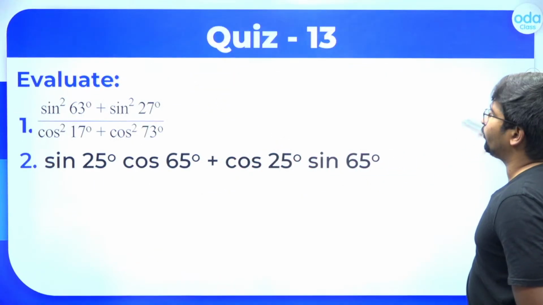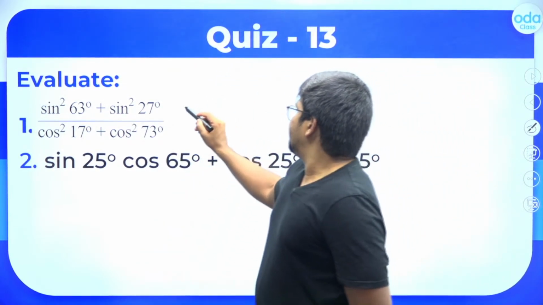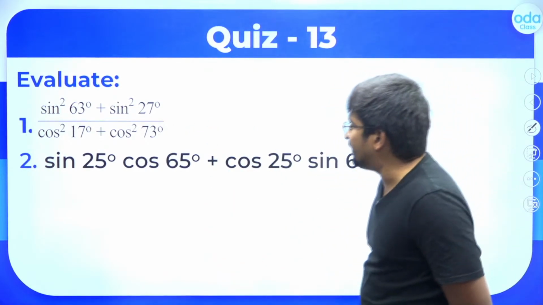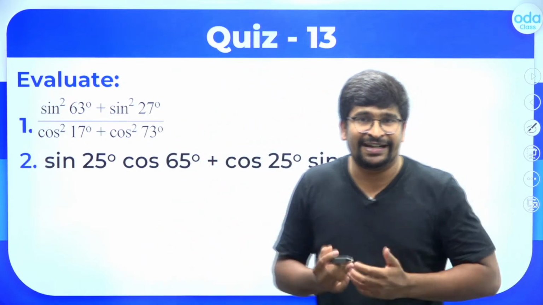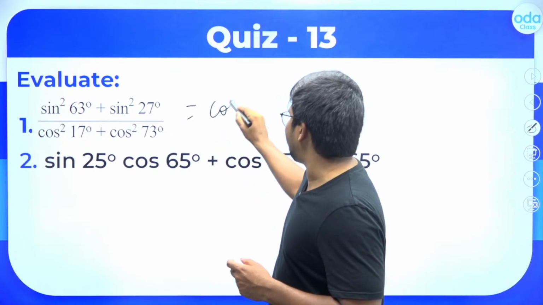Okay, one final question for you. This is also very interesting. Sine square 63 degree plus sine square 27 degree divided by cos square 17 degree plus cos square 73 degree. This is what you have to find. You know that sine theta is cos 90 minus theta.